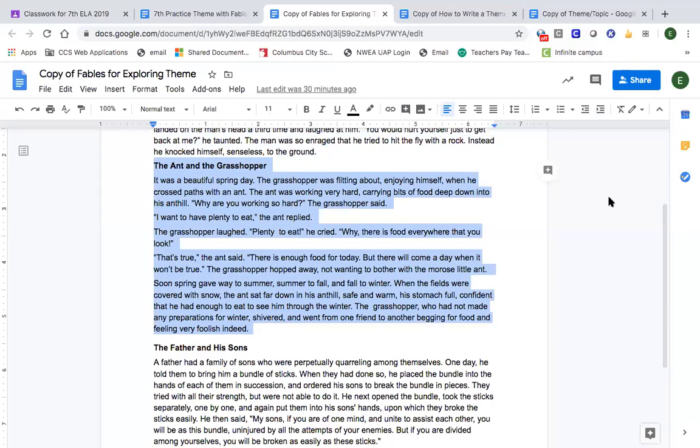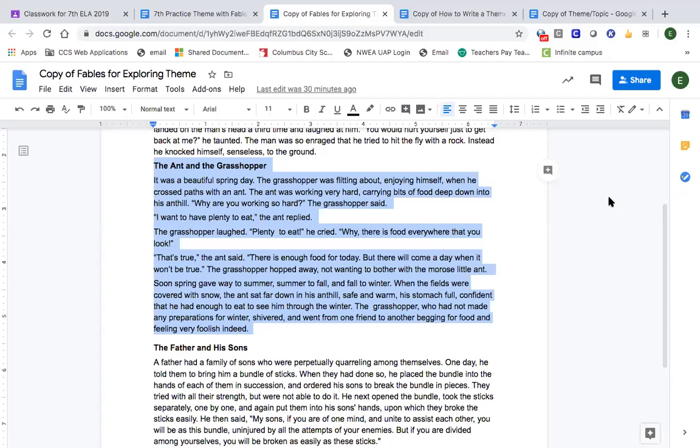It was a beautiful spring day. The grasshopper was flitting. Is that flitting? Yep. Flitting about, enjoying himself when he crossed paths with the ant. The ant was working very hard, carrying bits of food deep down into his anthill. "Why are you working so hard?" the grasshopper said. "I want to have plenty to eat," the ant replied. The grasshopper laughed. "Plenty to eat," he cried. "Why, there is food everywhere that you look." "That's true," the ant said. "There's enough food for today, but there will come a day where it won't be true."